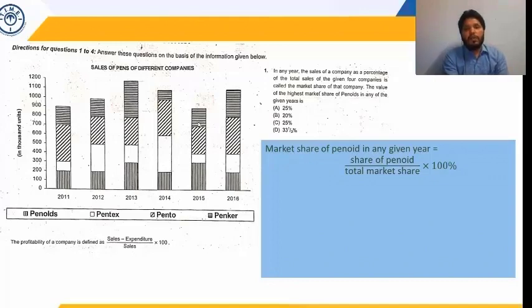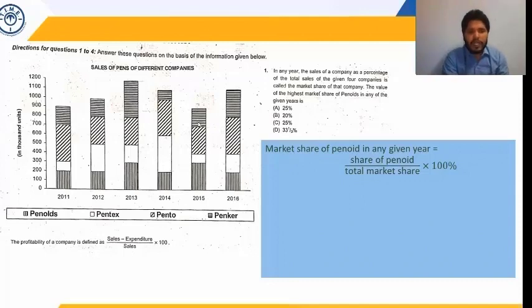The higher the numerator, the higher the size of the fraction. Higher the denominator, lower the size of the fraction. Lower the numerator, lower the size of the fraction. Lower the denominator, higher the size of the fraction. So whenever we want to maximize the fraction, we want numerator to be as big as possible and denominator to be as small as possible. So we want share of penoids to be as much as possible and total market share to be as small as possible. Then only this fraction is going to be highest or maximum.